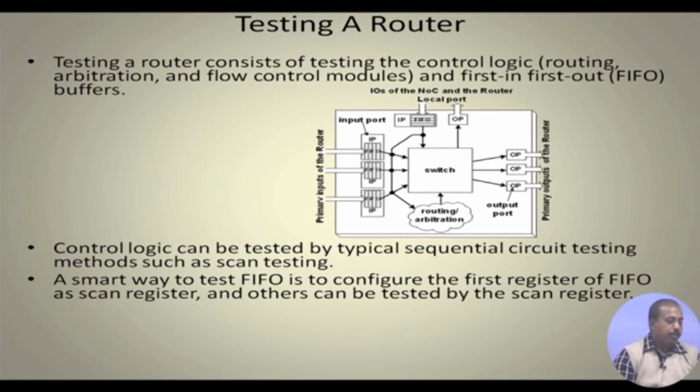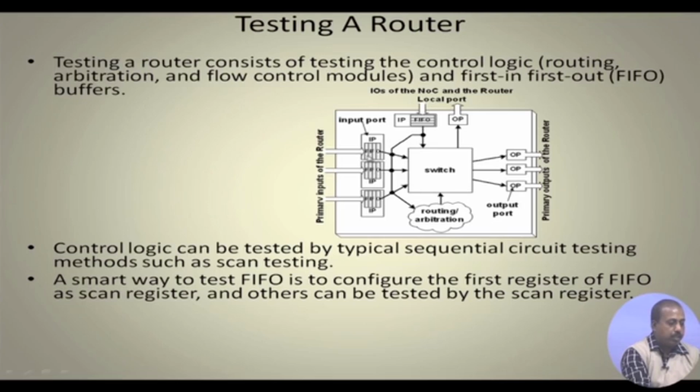And for the FIFO part, a smart way to test the FIFO is to configure the first register of the FIFO as a scan register. This FIFO has got 4 registers. The first one is configured as a scan register, so that we can put any desired pattern into this, and then the others can be tested by the scan register.